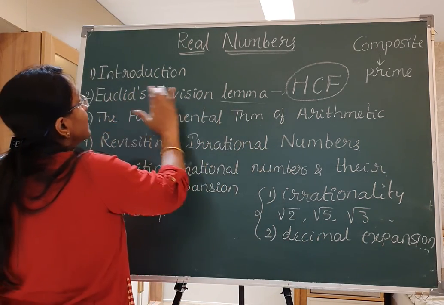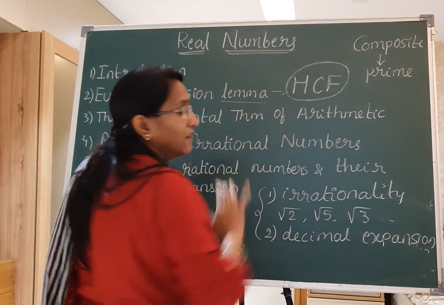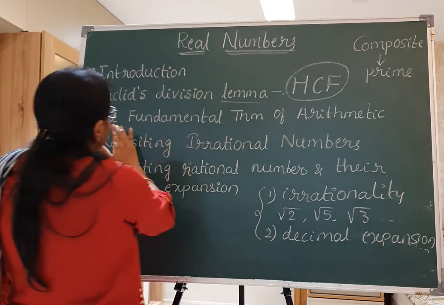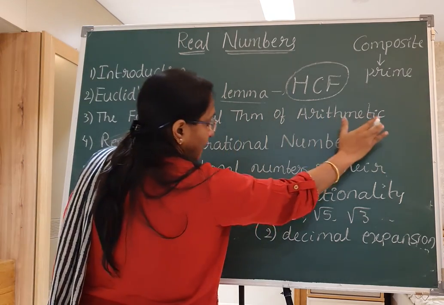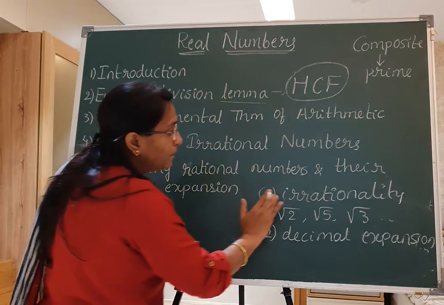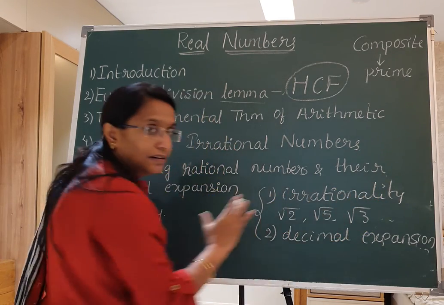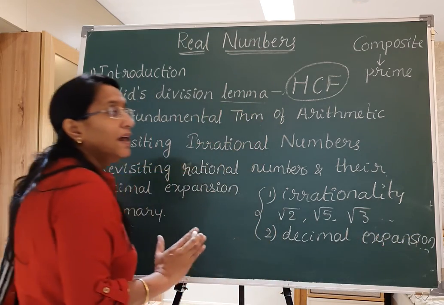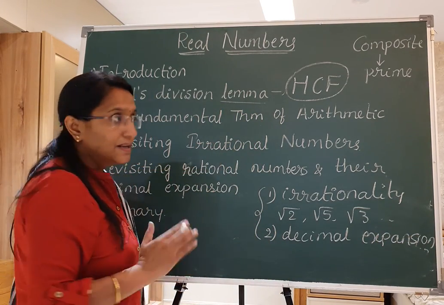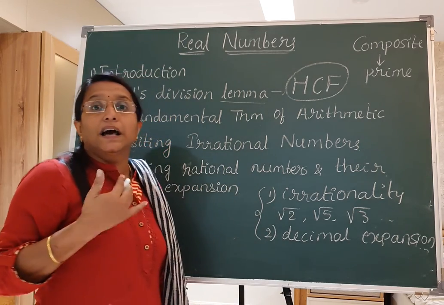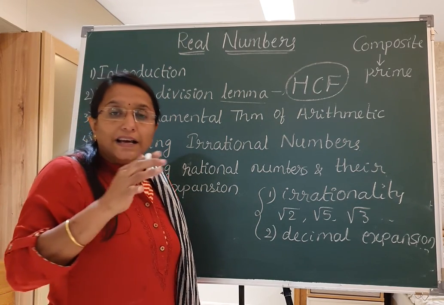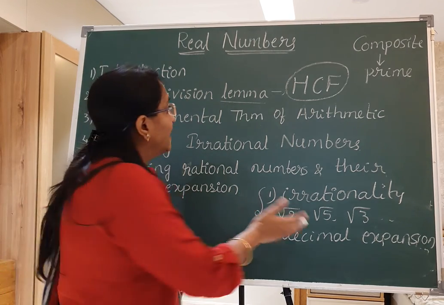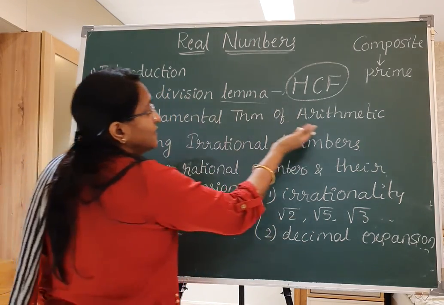I repeat, Euclid's division lemma is used to find the highest common factor of positive integers, and the fundamental theorem of arithmetic is used to prove the irrationality of irrational numbers, and we will get to know the decimal expansion of numbers, that is, after how many terms the expansion will be repeating or terminating. That can be obtained by using this theorem.